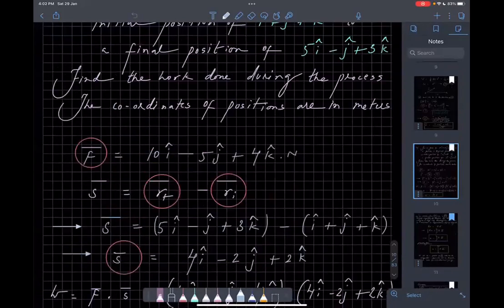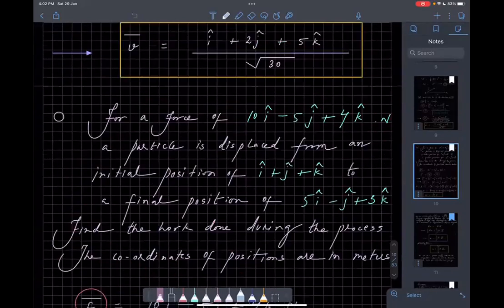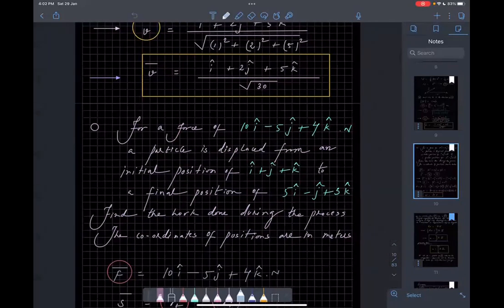Fine. Now let me give you one more question here. See, force is given in this style. Which style? In the form of i, j, k. So we have to take out the dot product here. And he has given initial position and final position here. Can you see? Yes. Final minus initial, sir. Displacement is final minus initial.